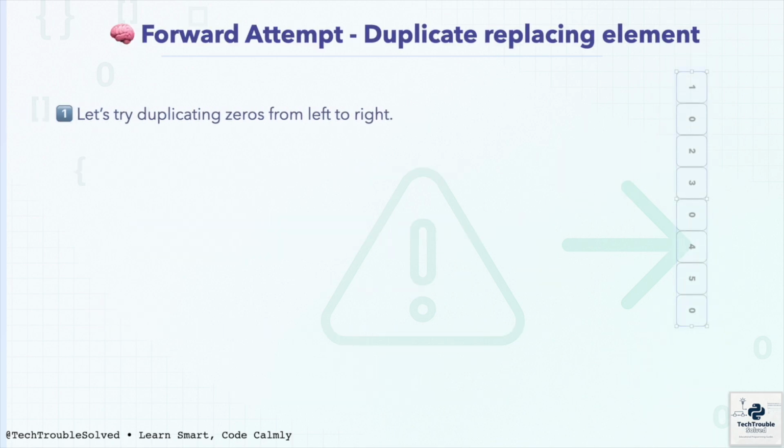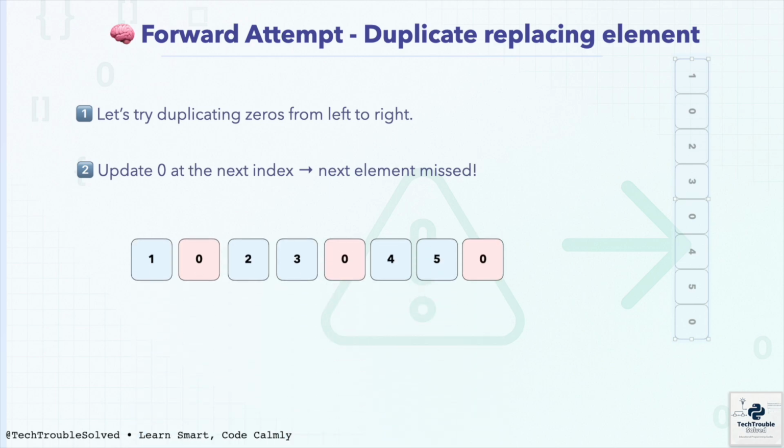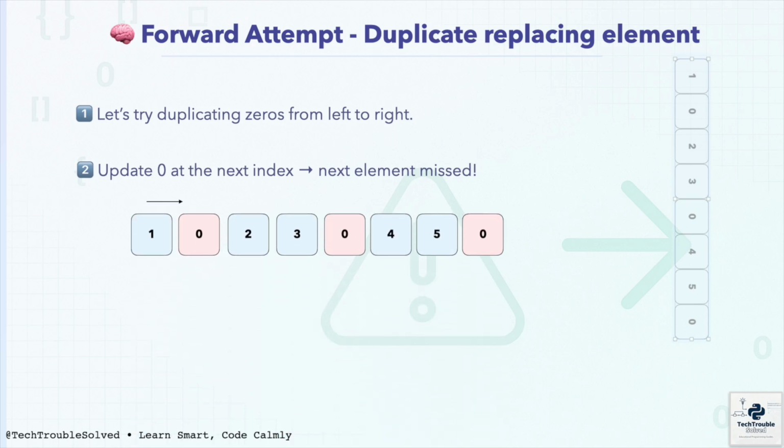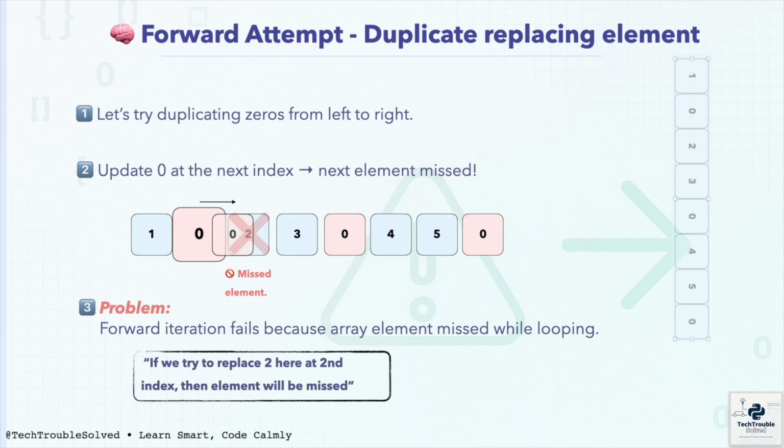Alright, so what if instead of inserting, we simply replace the next element whenever we find a zero? Let's say we hit the zero at index 1. We copy another zero right after it, replacing the next value, which is 2. At first it seems to work, but as soon as we move ahead, we realize the problem. We have just lost the original element that was there, because the array keeps changing while we are still looping through it. So even this forward replacement method fails. It's time to stop fighting the array and think in reverse.